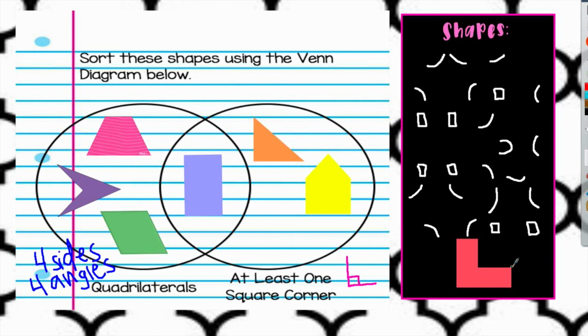diagram. Let's see if I can make a square corner out of any of these angles. I'm able to make a square corner at the very top, at the very bottom, and this angle is not a square angle, but in order for it to go on this side of the Venn diagram, it just needed one square corner. So I know that I can move this shape over to this side. Let's do that now.